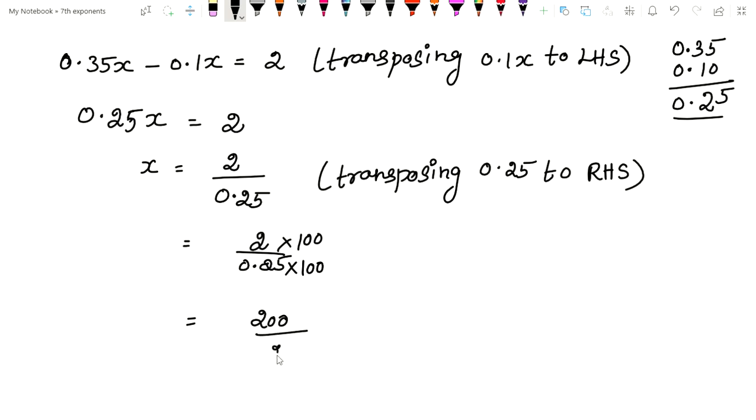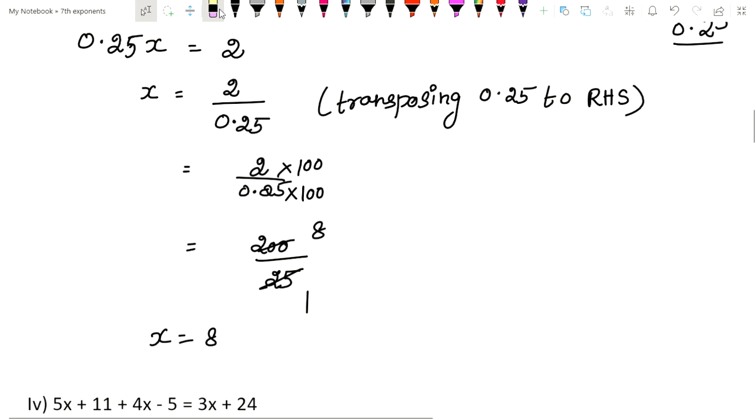200 by 25. Now 25 ones are 25, 25 eights are 200. So x equal to 8. What is the x value? X equal to 8. Is it clear, children? See the next one.